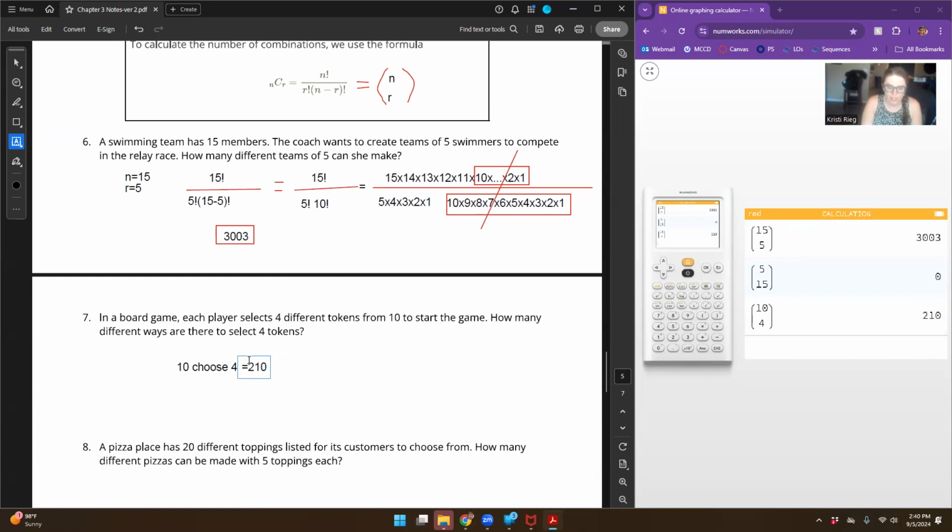And so this isn't 210 tokens. This is just 210 different ways. We're finding how many combinations, how many different ways there are to make these. So we're always looking at that many different ways. In this example, it would be like 3,003 different teams, different ways to make a team of 5.